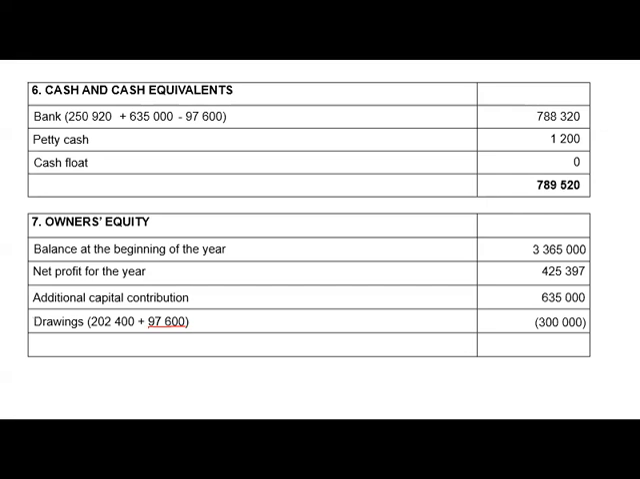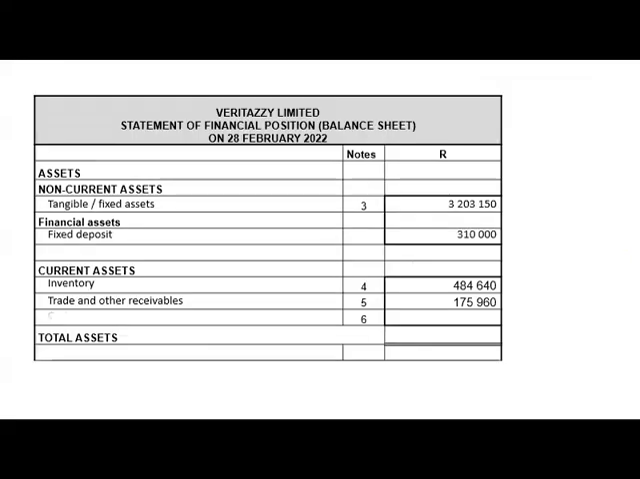And we might as well get the balance for owner's equity, which is the balance at the beginning of the year plus profit plus capital contribution minus drawings. You will get the balance at the end of the year. And the balance at the end of the year for owner's equity will be 4,125,397. Then we're done. So cash and cash equivalent will be recorded under current assets. So under current assets, I'm going to record cash and cash equivalents. It'll be 789,520.